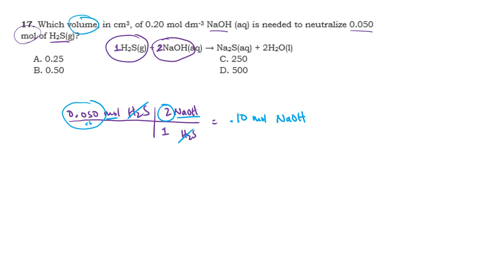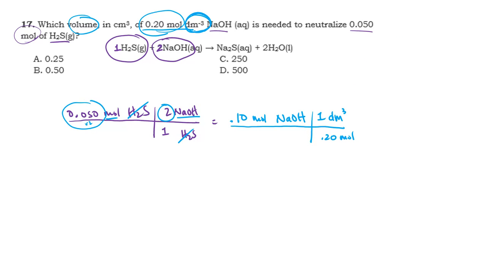I want volumes of sodium hydroxide. So I know that I've got this concentration. I want to get rid of moles, turn my moles into cubic decimeters. So I'm going to get rid of moles by putting it on the bottom. I'm going to put those moles on the bottom. I'm going to put my cubic decimeters on the top. It's kind of weird. You're like, wait, how does that even work?